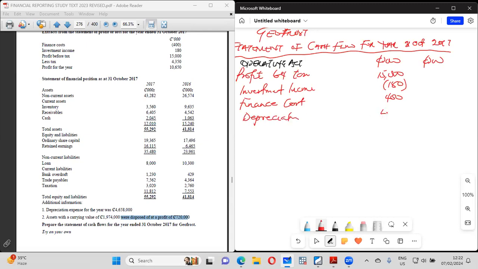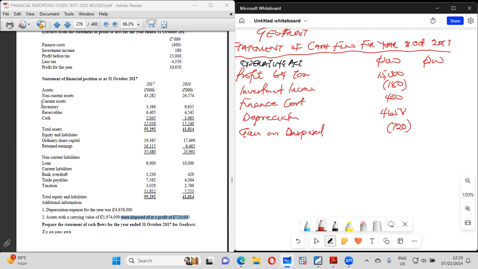So 4658 added back. Then the gain on disposal. Like you know, gains in P&L are always deducted here, so it was 720. All right, that's what we have here. Now that we have this, I think we are done.